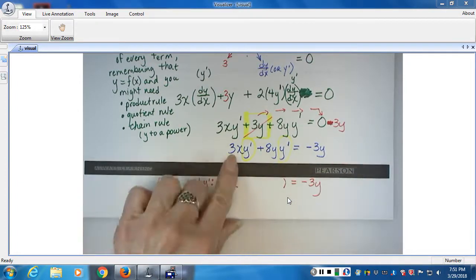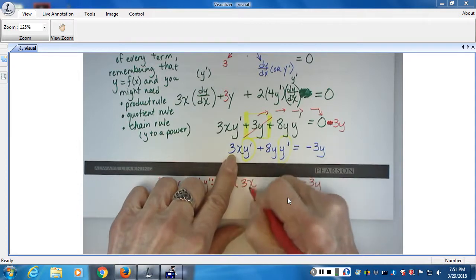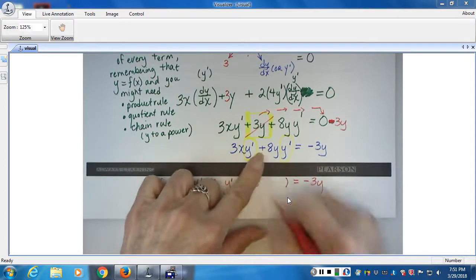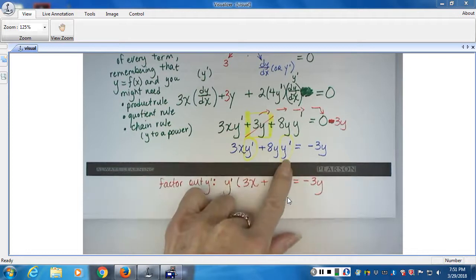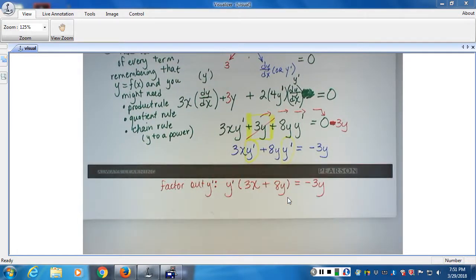So if I factor out y prime on that first term, what I have left is 3x plus, if I factor out y prime from this one, I have left 8y. Everybody know where I got everything? You're probably not clear yet on why I did it, but in about 30 seconds it's going to be clear to you why I did it.